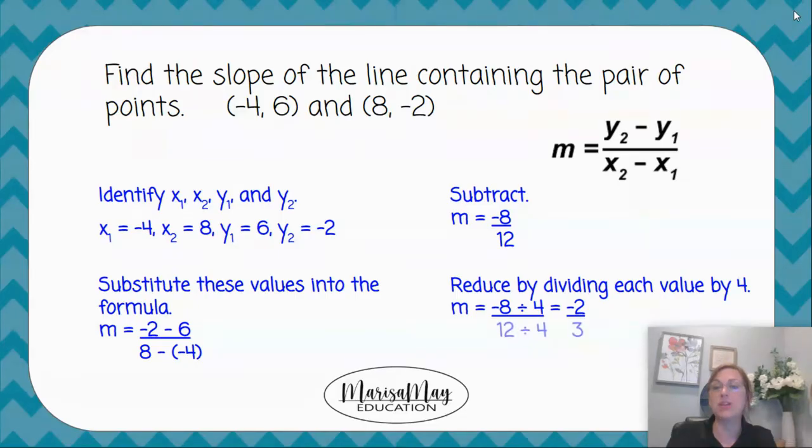Divided by 4 would give me 3. And that lets me know that the slope of this line would be negative 2/3.